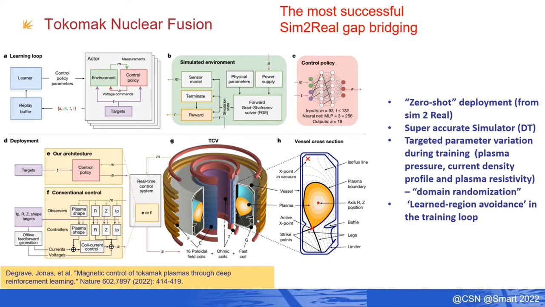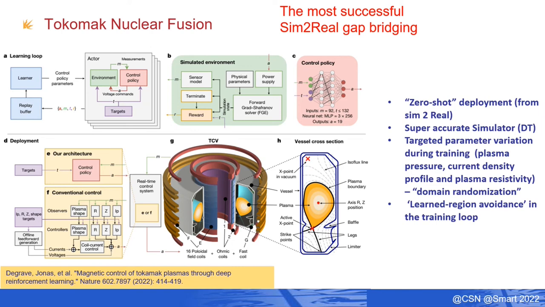So when the real world happens, the simulator has already been exposed to the real one. That's the whole point. So that's essentially domain randomization. Here it is called targeted parameter variation, because expertise was used. It was not just adding dumb Gaussian noise. It was more of a handcrafting going on in here.